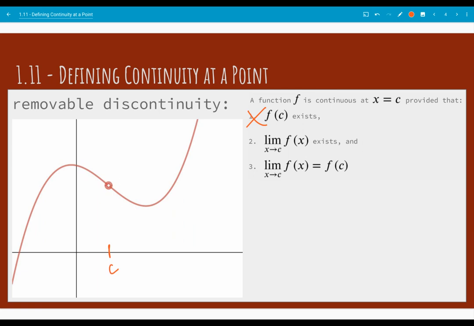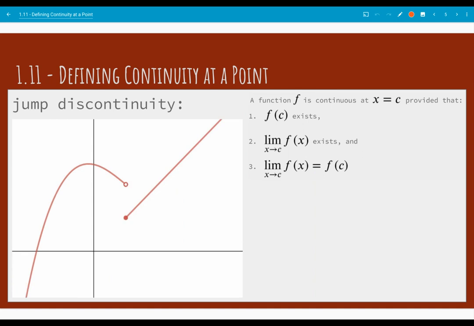Now, I could get around that. Let me redefine the function here and just say f of c is this point right here. That's still a removable discontinuity. So this first condition is now met. The second condition is also met because the limit exists. It's approaching the same value on the left side and the right side. But then when we get to step three, these are not equal to each other. So f of c is here, the limit is here. They're not equal to each other, so this is discontinuous.